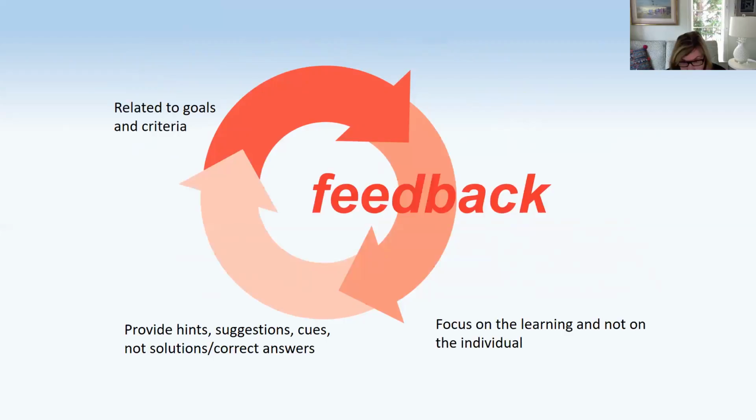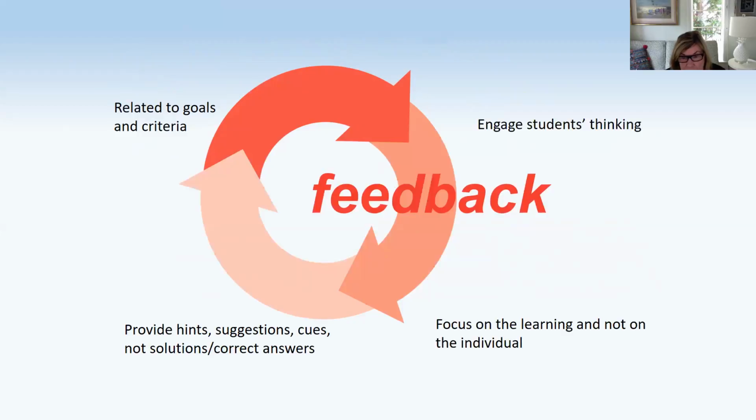The other thing about feedback is it should focus on the learner and not on the individual. So feedback shouldn't be about praise without saying why the learning has been successful. It needs to engage student thinking.